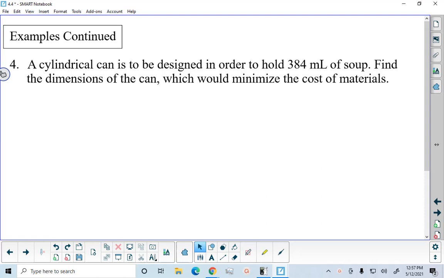So on page 22, we have example 4. We have a cylindrical can that's going to be designed, and it's going to hold 384 milliliters of soup. Well, that's a constraint.